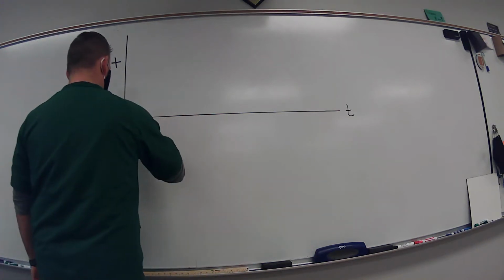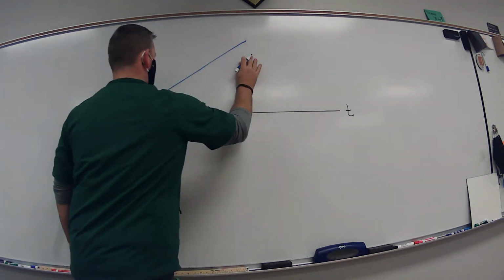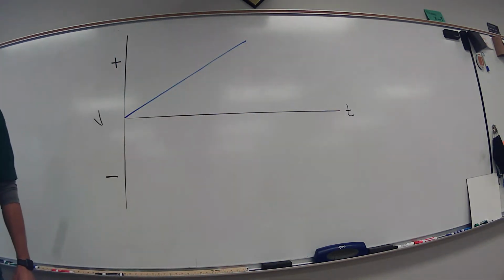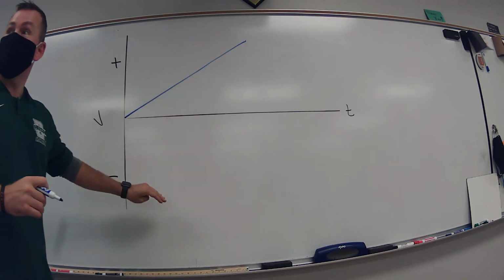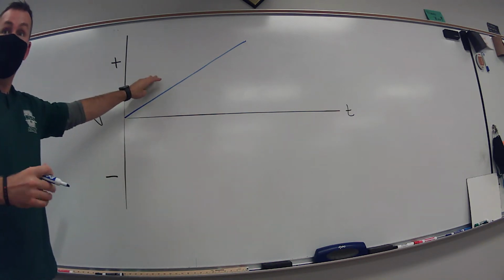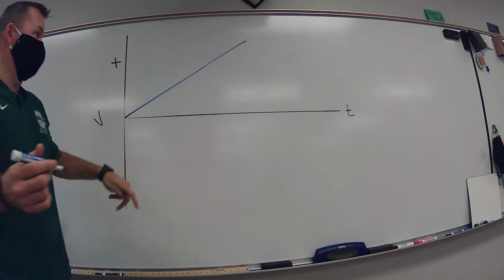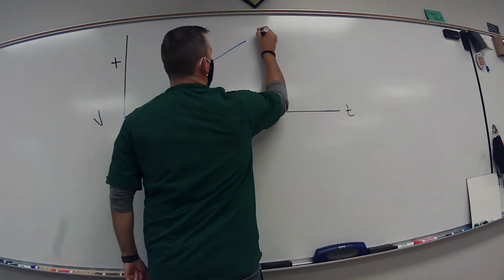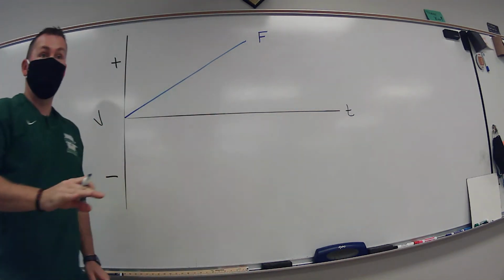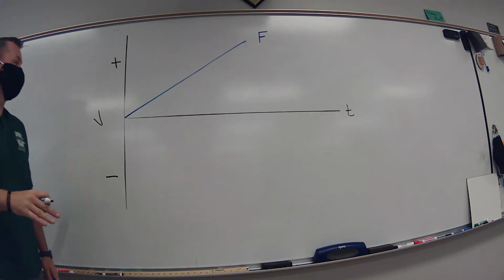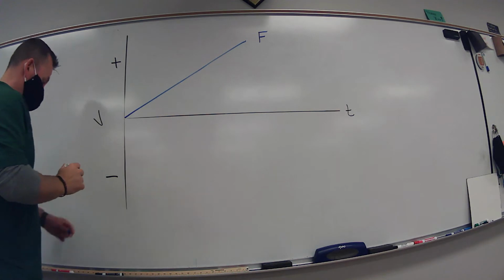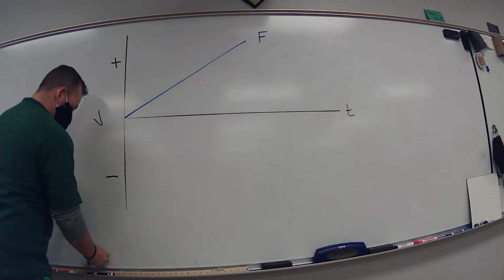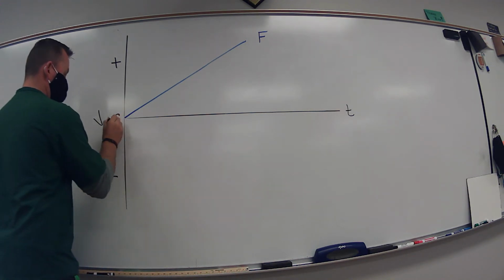So here's one example. That blue line right there is going to have a representation of: is it forwards or backwards? Is it in the positive? So it's going to be going forwards. I'm just going to put an F for forwards. Now, my next question is, is it speeding up? Is it slowing down? Is it constant speed? What do we have going on here?